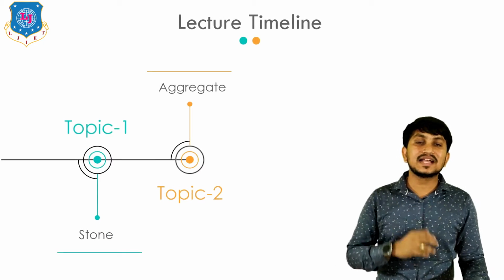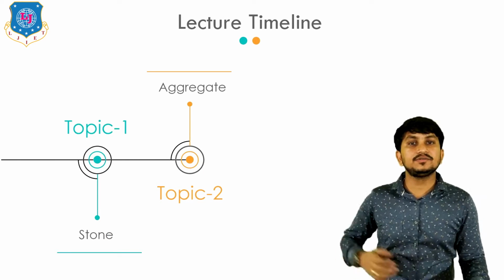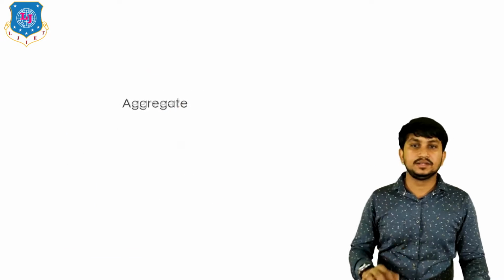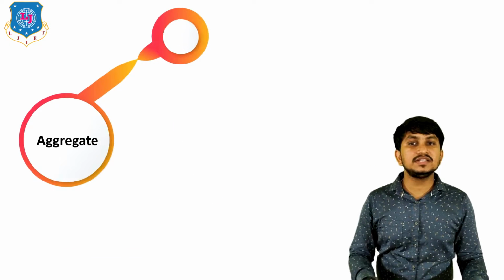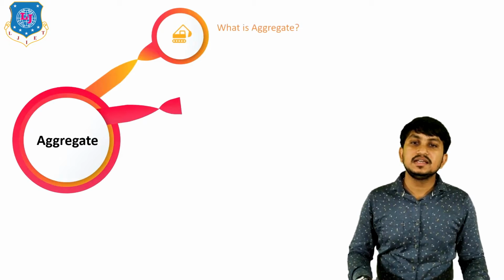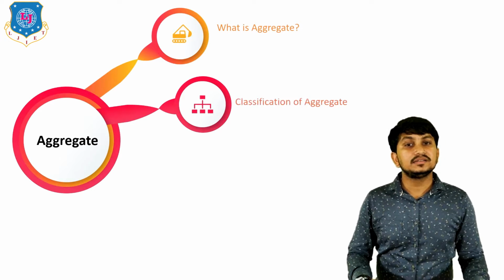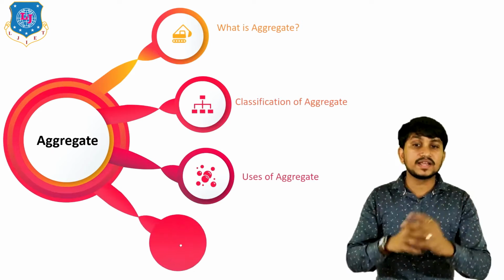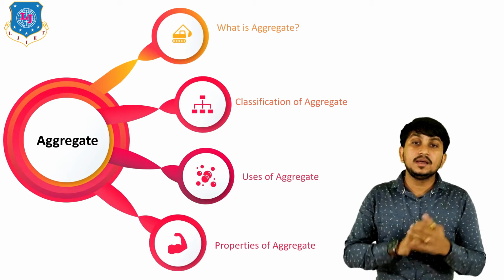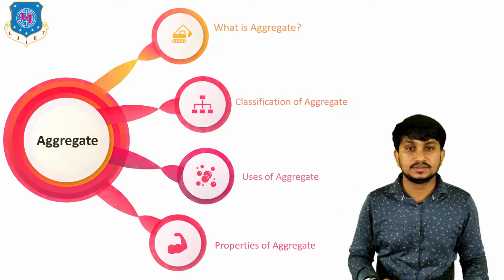Now let's discuss the second topic, or second material in today's lecture, which is aggregate. In aggregate, first we will see what aggregate is. Second, we will see the classification of aggregates. Third, we will see various uses of aggregate. And lastly, we will see various properties of aggregates.